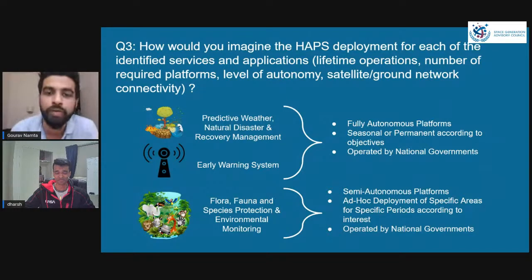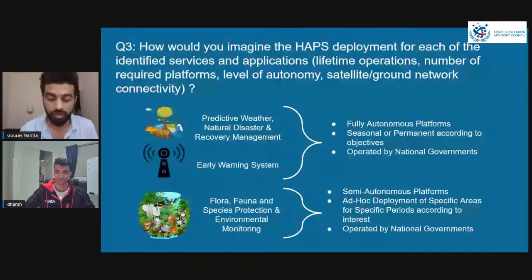Okay, so now for any new technology to work, it's not only important to identify the applications and the use cases, it's also better to go down a bit deeper and think about how we are going to operate them. And for that reason, that's the third topic for our day: how are we going to operate HAPS in terms of three criteria. First, will it be fully autonomous or will it be driven by human beings? Secondly, will it be seasonal or permanent? And third, and the most important, who will be operating these structures that are hovering around at 20 kilometers? So we will cover just a few of them.